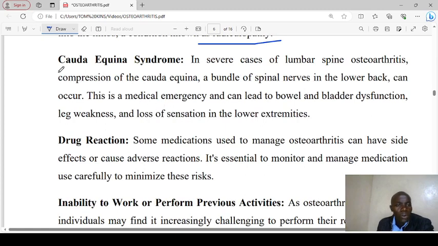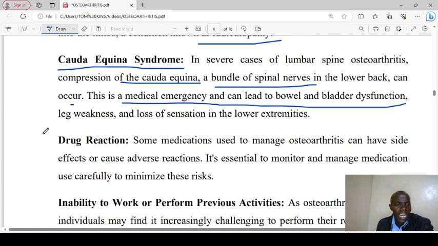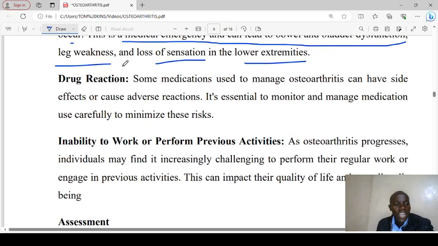We also have cauda equina syndrome. In severe cases of lumbar spine osteoarthritis, compression of the cauda equina, a bundle of spinal nerves in the lower back, can occur. This is a medical emergency and can lead to bowel and bladder dysfunction, leg weakness, and loss of sensation in the lower extremities. Cauda equina syndrome.